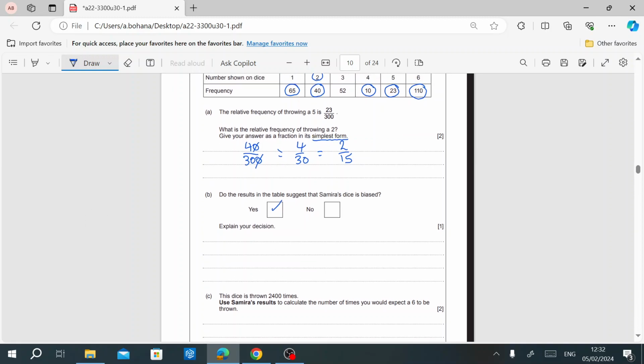So there, I would say 6 was thrown 110 times, which is way bigger than the others.